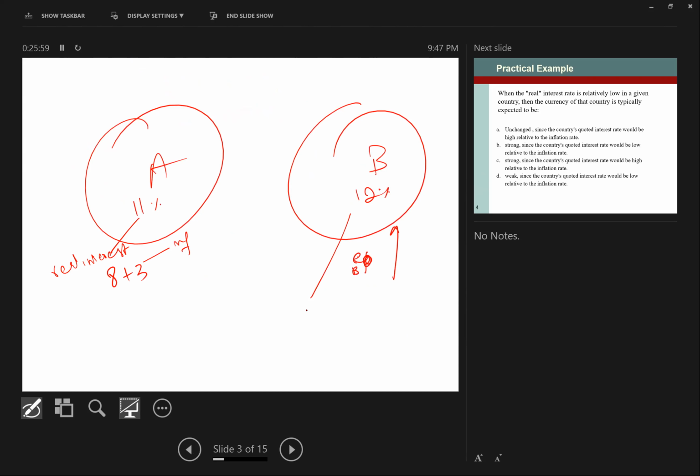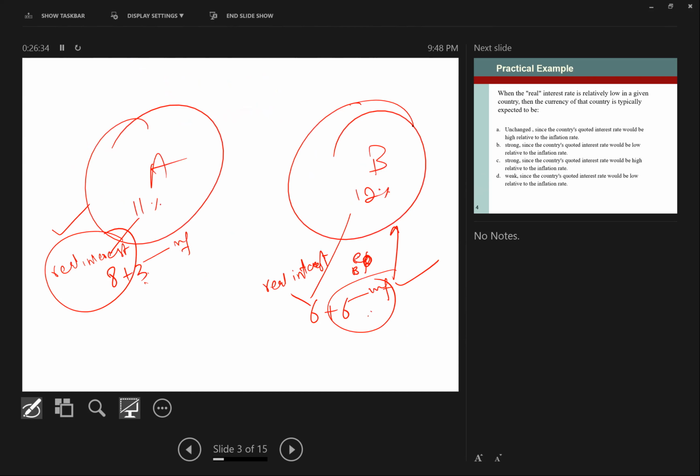And this 12 is 6 plus 6. So that is the inflation, and that is the real interest. Then your analysis will be changed. Right? You see, who is giving you more cost of the money? Country A. In country B, you can see that the difference is huge inflation, right?